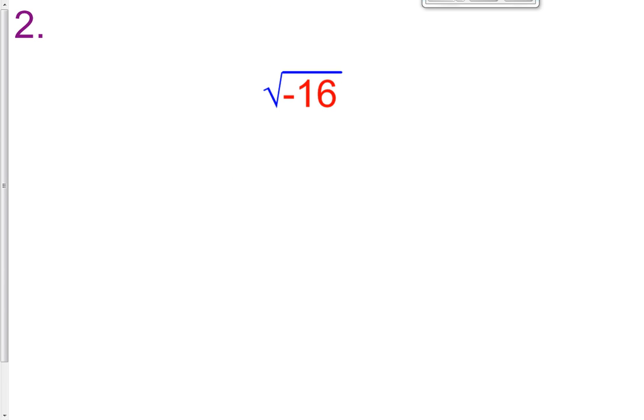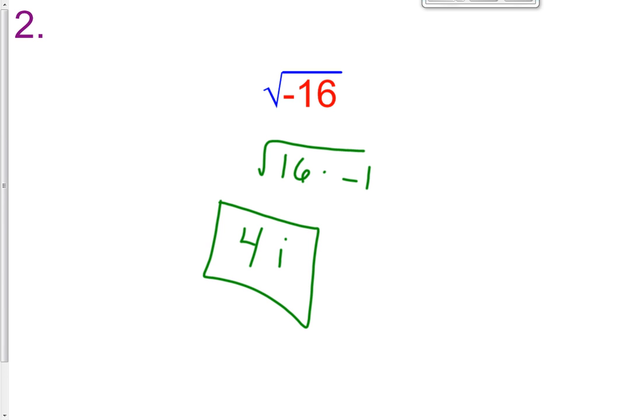So now for problem number 2, the square root of a negative 16 is the same thing as 16 multiplied by a negative 1. Square root of 16 is 4, square root of a negative 1 is i. So our answer for problem number 2 is 4i.